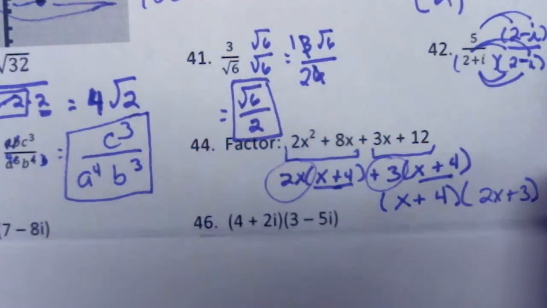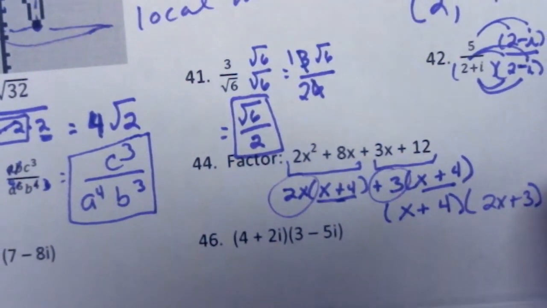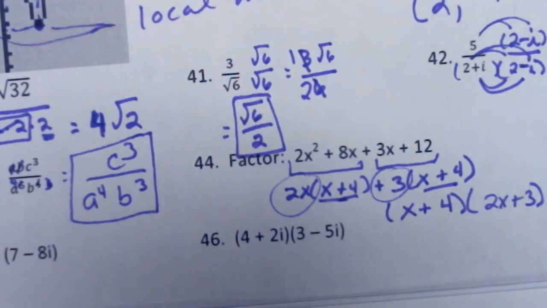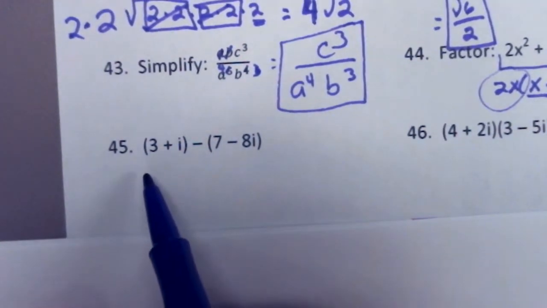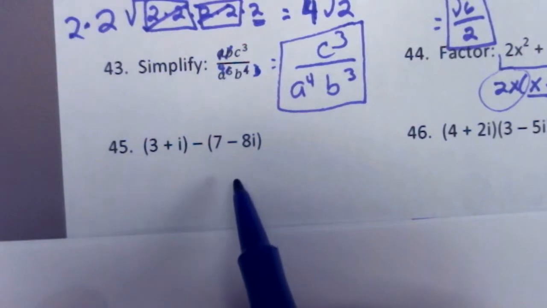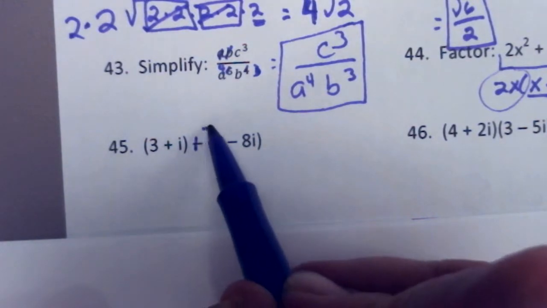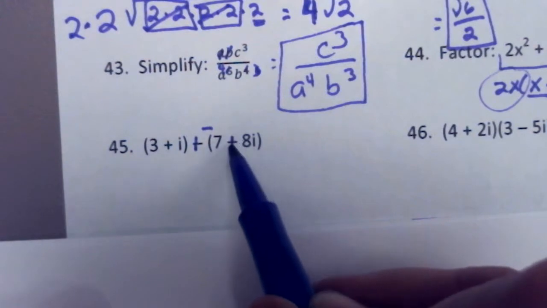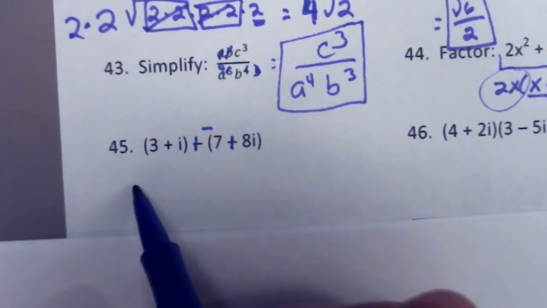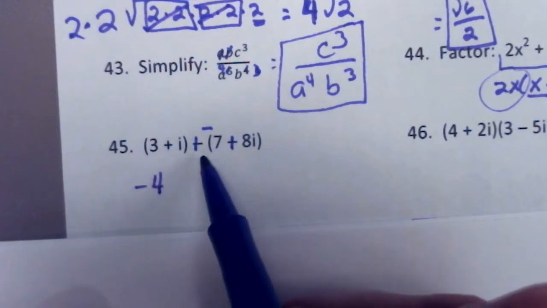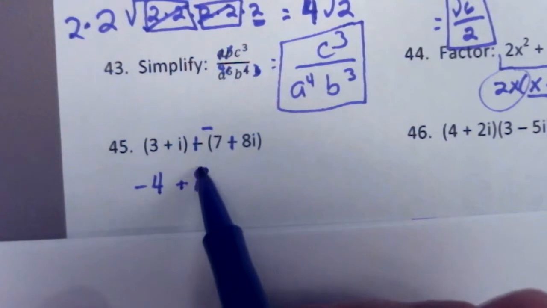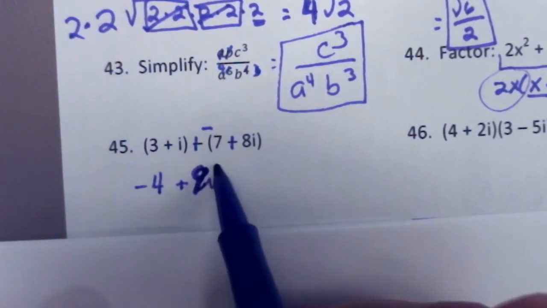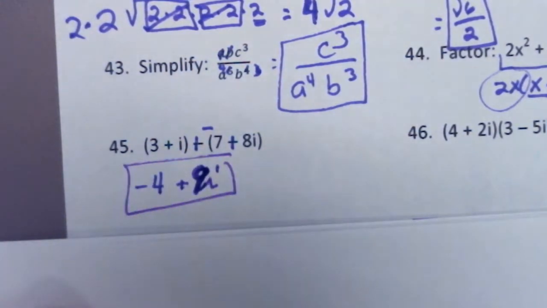All right, the next problems. Yeah, let's get those two done. 45 and 46, subtracting and then multiplying complex numbers. 45. Okay. 3 plus i minus the quantity 7 minus 8i. I like changing subtraction to adding the opposite. So plus negative 7 plus 8i. So 3 plus negative 7 is negative 4. And then i plus 8i. Oops. i plus 8i is 9i. So we end up with negative 4 plus 9i.